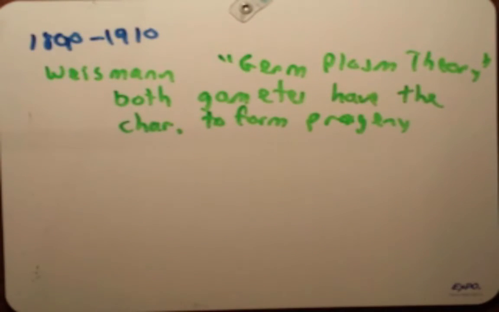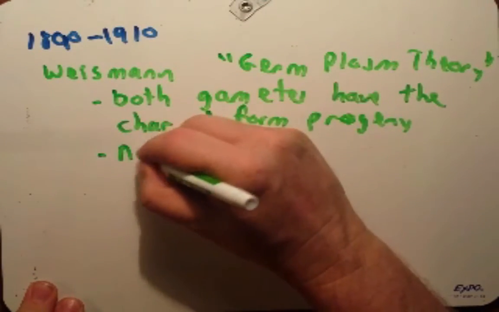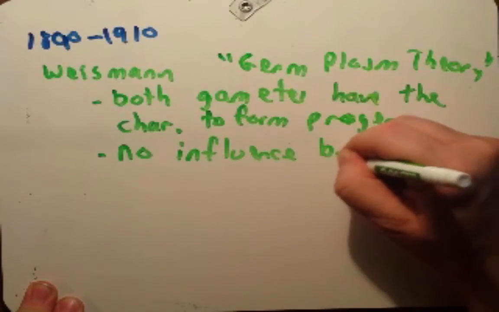And it didn't really matter what that organism learned throughout life or the skills they acquired, because all of that was in their gametes, and it was not influenced by somatic cells. That's a really important part that I should put here. So no influence by the somatic cells.